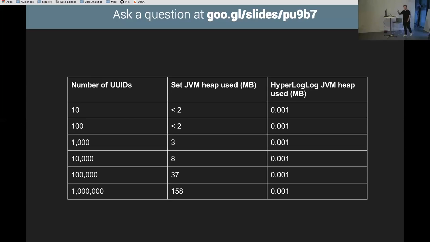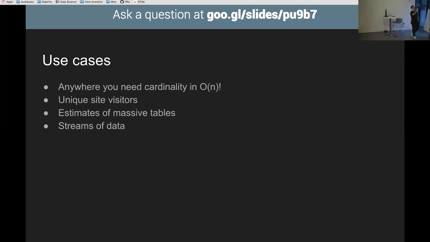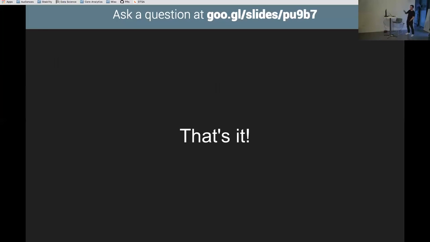Awesome. Why would you use it? Anywhere that you need to do cardinality, think of unique site visitors, think of estimates of big database tables, think of streams of data where you're going to be computing this stuff. And that's it. That's 3 probabilistic data structures, which I hope you understand a bit about now, and also have the code to go away and use it in your own Java projects where people think you're really clever.